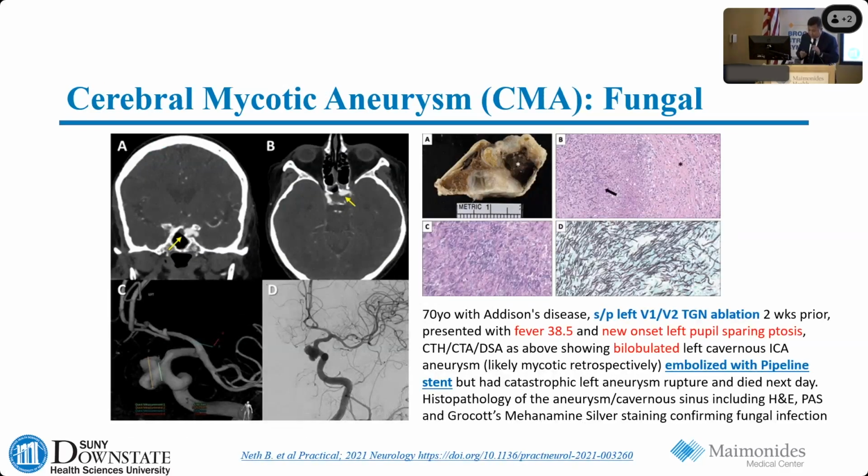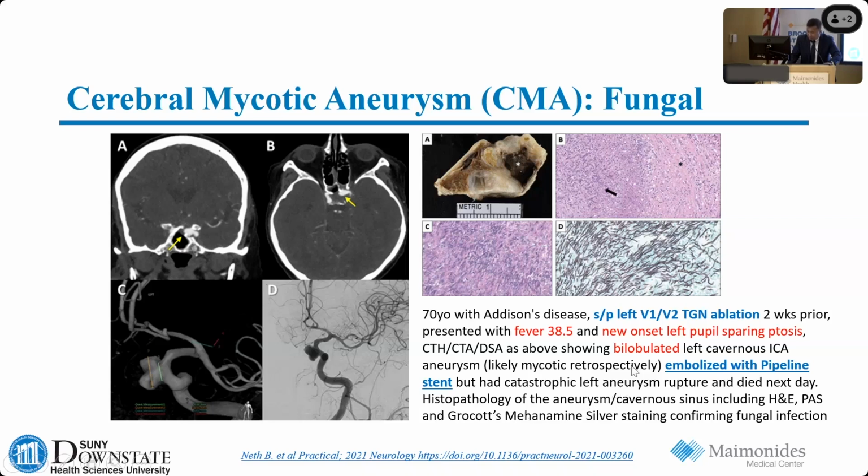So I came across this case report in the literature with a fungal cerebral mycotic aneurysm. It's a 17-year-old patient with Addison disease, with an obviously immune compromised status. She came in two weeks after a left trigeminal nerve ablation, V1, V2 segment, presenting with a fever and pupil-sparing ptosis. The arrows point to an aneurysm in the left cavernous ICA. It's bilobulated, as you mentioned, and was embolized with a flow diversion pipeline stent. However, she unfortunately suffered catastrophic aneurysm rupture and died the next day, despite the treatment. Obviously, she was on therapy for the stent placement.